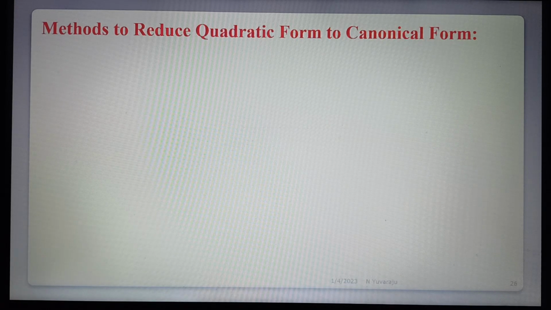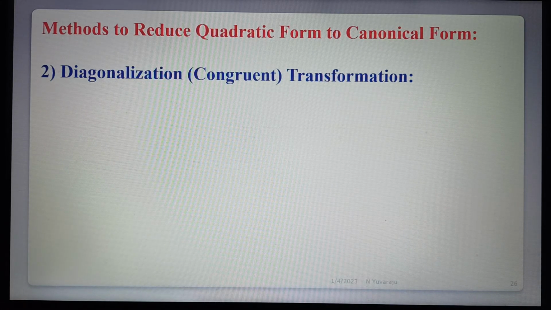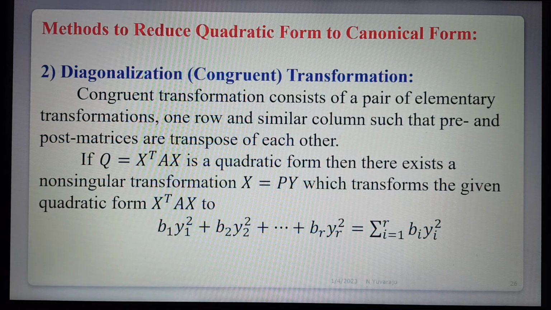See the second method. The second method is diagonalization transformation, also called congruent transformation. So how do we convert the given quadratic form to canonical form using this method? First of all, the procedure and definition. A congruent transformation consists of a pair of elementary transformations, one row and a similar column, such that the pre and post matrices are transposes of each other.